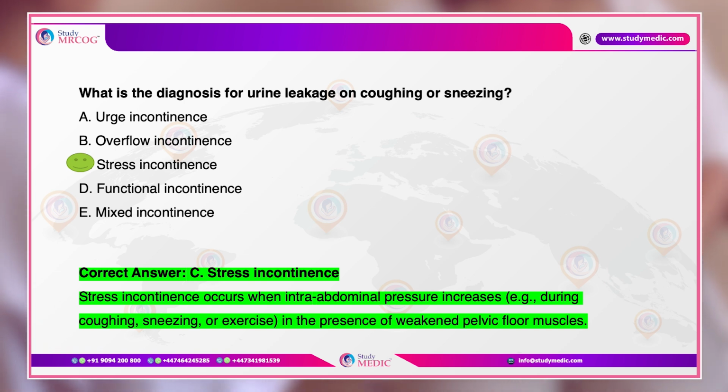Mixed incontinence, as the name implies, is a combined feature of both stress and urge incontinence, but it does not exclusively explain leakage during only coughing and sneezing. So stress incontinence is the answer. It is linked to weakened pelvic floor muscles, and the first line of treatment is pelvic floor muscle training, which requires strengthening exercises, or if that doesn't work, then proceeding to surgical interventions.